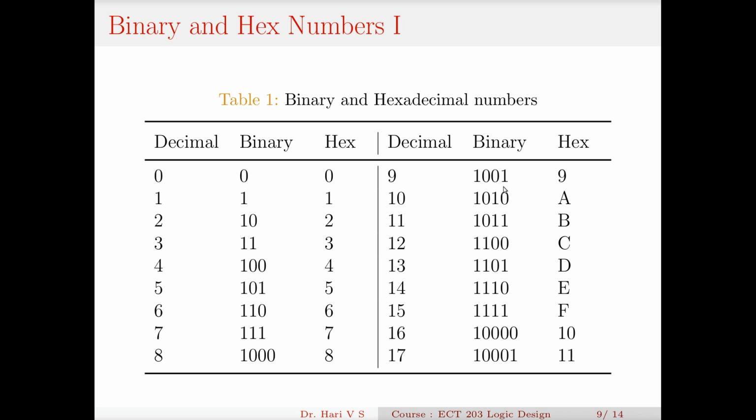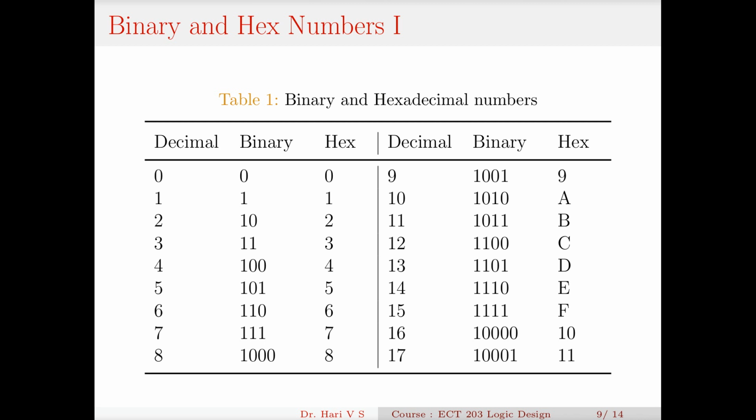Then 1, 0, 0, 1 is 9. 1, 0, 1, 0 is 10. 1, 0, 1, 1 is 11. 1, 1, 0, 0 is 12. Then 1, 1, 0, 1 and 1, 1, 1, 0 and 1, 1, 1, 1. Then I have 16, that is 1, 0, 0, 0, 0, a 1 with 4 zeros. Then 1, 0, 0, 0, 1. So this is how the binary system goes.